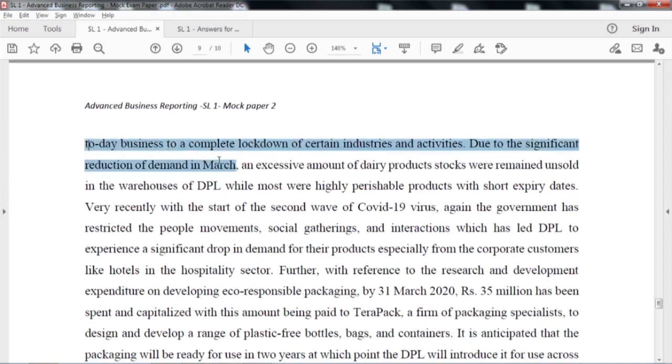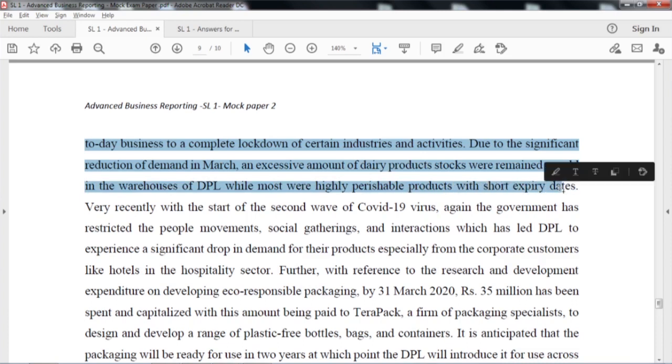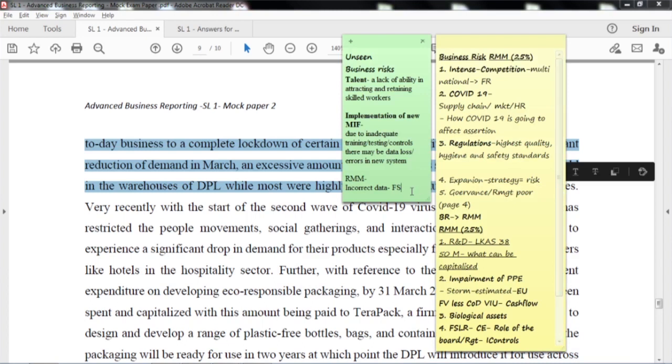Significant reduction in demand, that is definitely a risk coming from COVID. We can add that an excessive amount of dairy product stocks remain unsold in the warehouse, while most are highly perishable products with a short expiry date. That is a big point that we identified now under RMM. And as I said, I do not know whether it is already mentioned here, inventory valuation, right. More specifically, we can say why inventory valuation is an issue, because these are perishable, right.